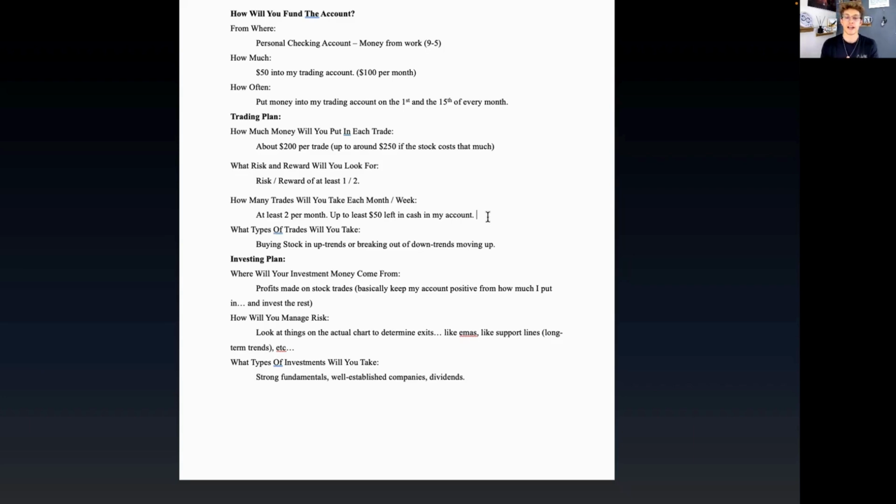Excuse me, that's avoiding trading too much, and I do want to be taking trades, but I want to keep a little cushion of at least $50 in cash in my account. I think that is perfectly fine. And I will say on the 2 trades per month, that doesn't have to happen. If I don't see any good trades for a whole month, it is what it is.